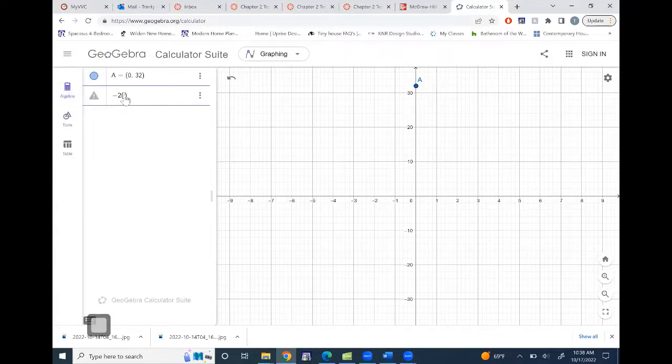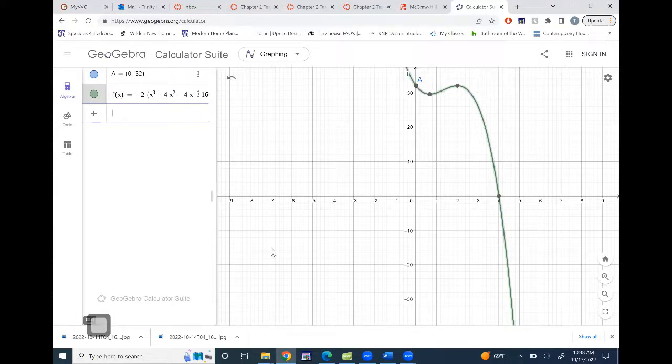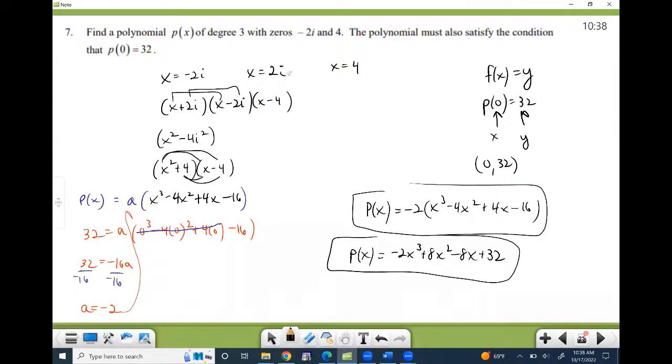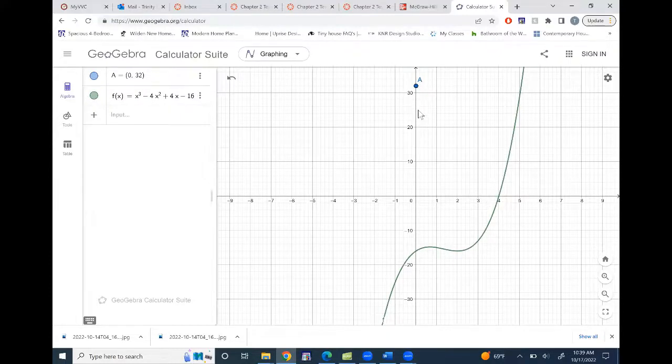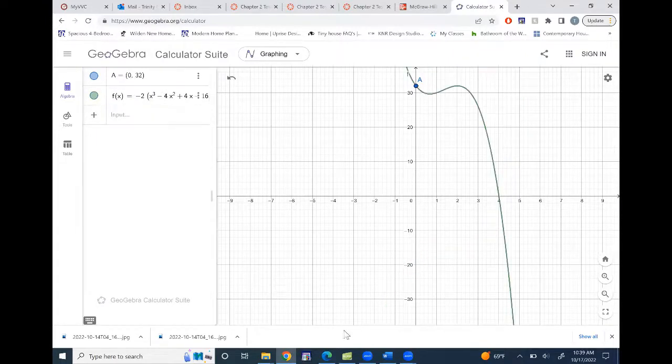All right, negative 2, x to the third minus 4x to the second plus 4x minus 16 is what I think. Yes, look at that. So it went through the point, but it also went through x equals 4, which we said was our 0 that we're going to see. We're not going to see the imaginary numbers on the real number plane, but at least we could see the 4. And it did pass through that point. If we don't have the negative 2 in front, then it does go through 4, but it doesn't go through the point 0, 32. So it's really important that we have the negative 2 as a multiplier out front, you guys.